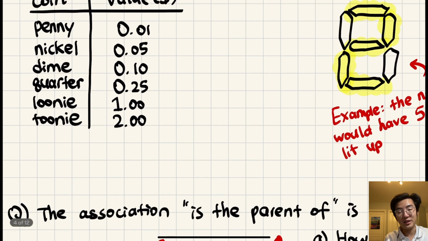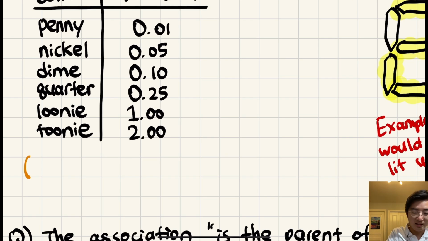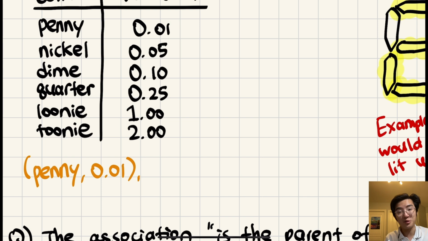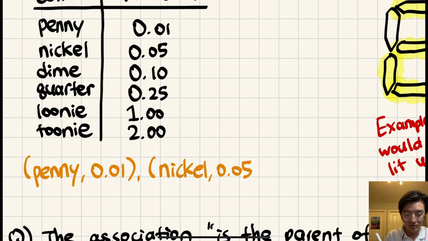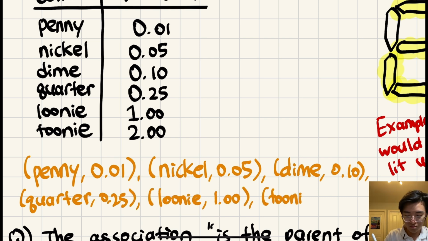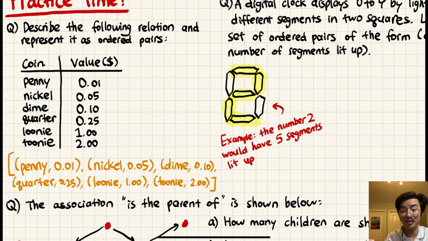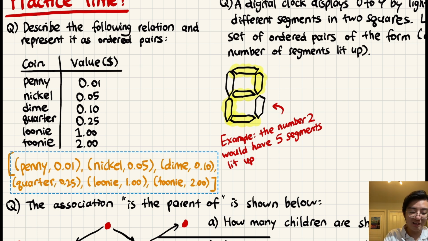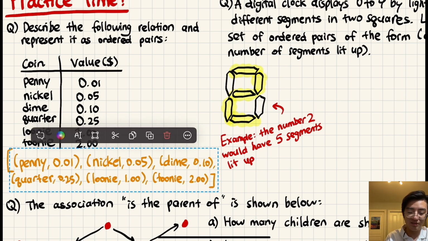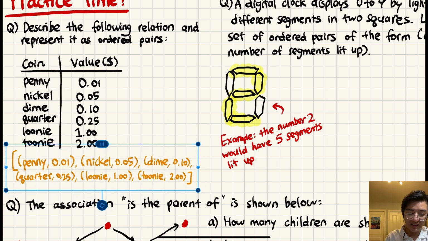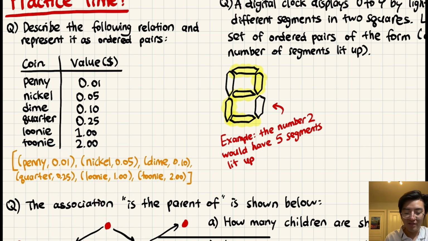In order to write them out as ordered pairs, all we have to do, starting with pennies, is write penny, separate with a comma, 0.01, and that's our first ordered pair. And we'll repeat that for all of them. So we got nickel, just like that. So this would be all the ordered pairs of this relation. Once again, this relation tells us the value of each of the Canadian coins. And by putting them in ordered pairs, we can quickly look at all the relations in one go.